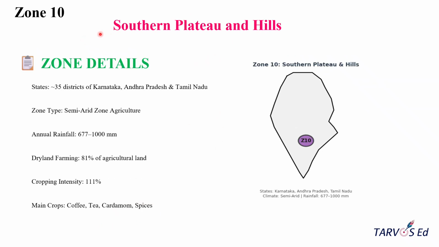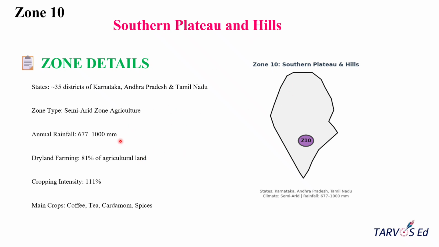Now let's look at zone 10, that is southern plateau and hills. This basically covers around 35 districts across Karnataka, Andhra Pradesh, Tamil Nadu, and so on. This zone is classified as a semi-arid zone for agriculture, with rainfall ranging from 677 to 1000 mm annually. What is notable here is that 81% of the agricultural land comes under dry land farming, meaning that it depends mostly on rainfall rather than irrigation.